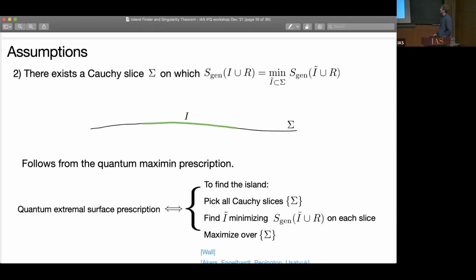Okay, the second assumption is that there exists a Cauchy slice sigma on which the island minimizes the generalized entropy. Now this condition would follow from the quantum maximin prescription, which was argued for in this paper, the realization of Aron Wall's classical maximin prescription, which is supposed to be a prescription equivalent to the quantum extremal surface prescription, where you pick all Cauchy slices, minimize generalized entropy on each slice, and then maximize over choices of slices. And because of the second step here, that implies this. When I have a Cauchy slice that satisfies this property, I call that Cauchy slice a maximin Cauchy slice. It's, in general, not unique.